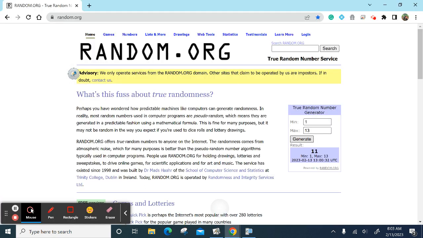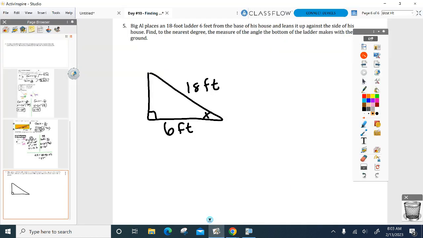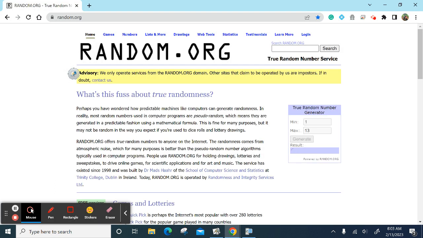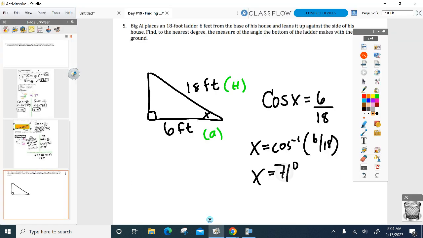All right, what sides do I have? Yep. With those two, what ratio can I use? We're getting better at this. Good job. Cosine. 6 over 18, no cross multiplying. Big Al makes what degree measure of an angle at the bottom of the ladder? 71 degrees. Boom.